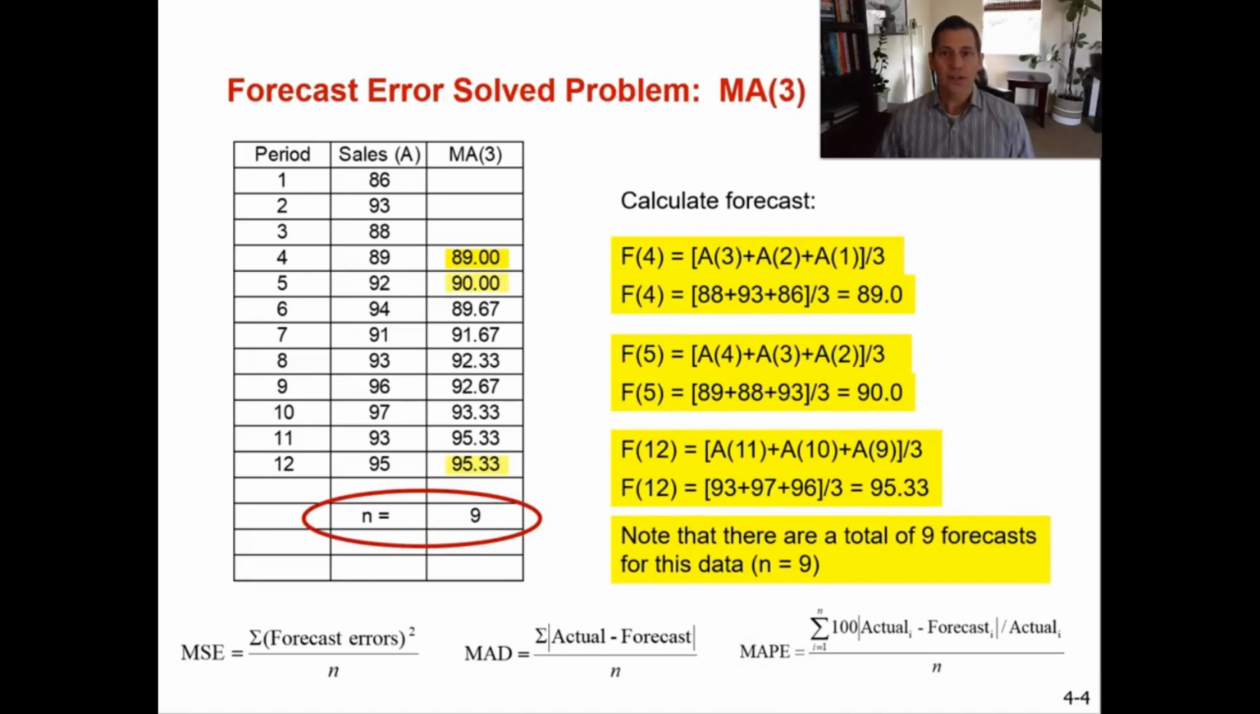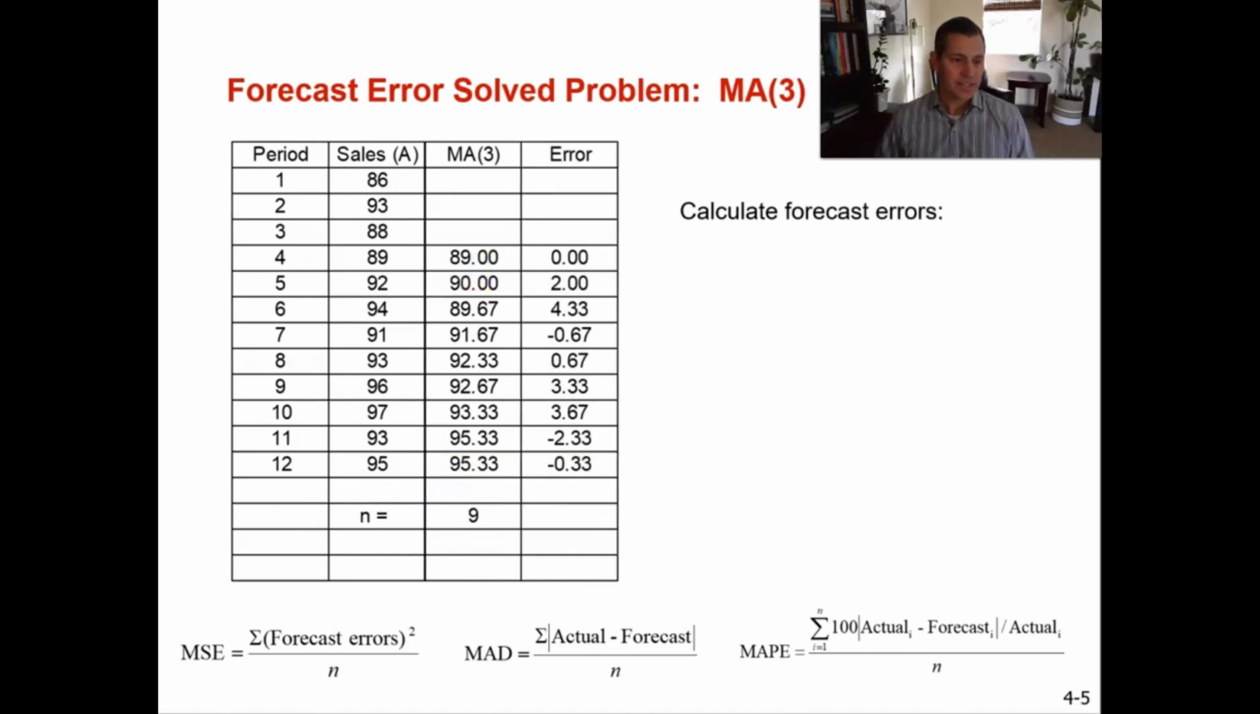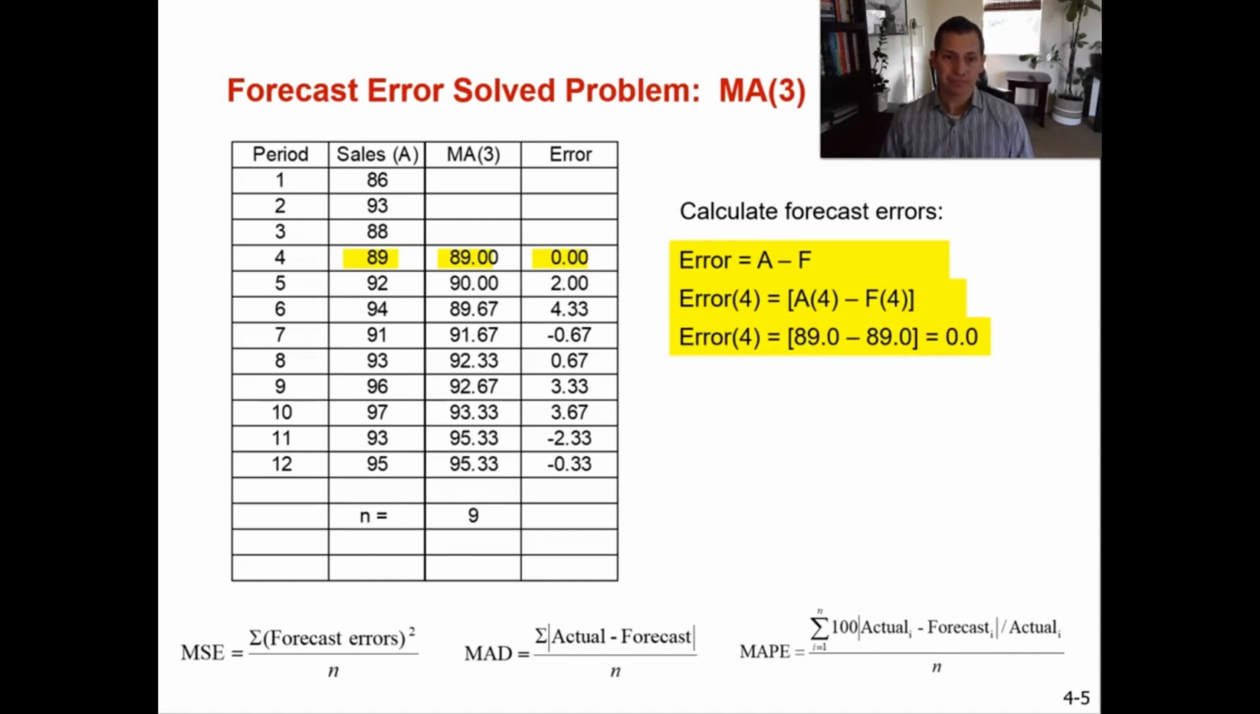So now let's calculate our error. Okay, that's the next step. To calculate our error, we're just simply taking the actual minus the forecast, and that will give us our error. So let's start with period 4. In period 4, your actual sales were 89, and your moving average for 3 periods was actually 89. So you had 0 error.